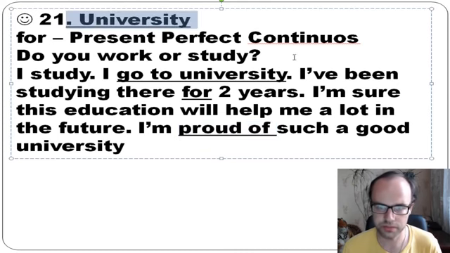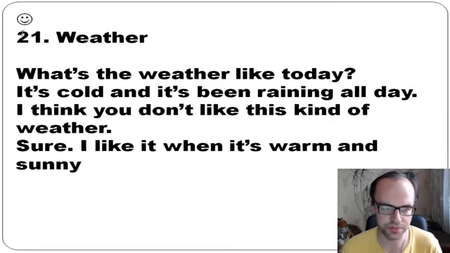So, university, you see, do you work or study, present perfect continuous. So, do you work or study, if there is a connection with the present, if this action is still happening. So, do you work or study? I study. I go to university. I've been studying there for 2 years. I'm sure this education will help me a lot in the future. I'm proud of such a good university.